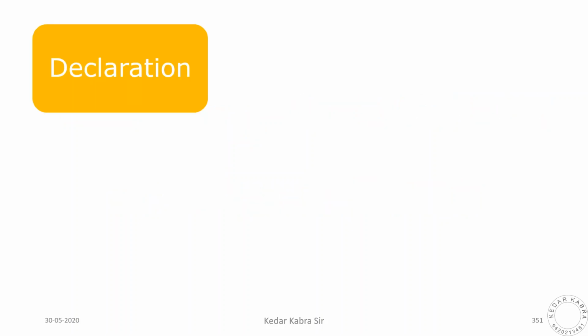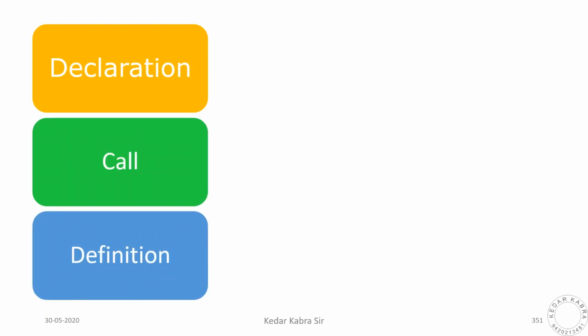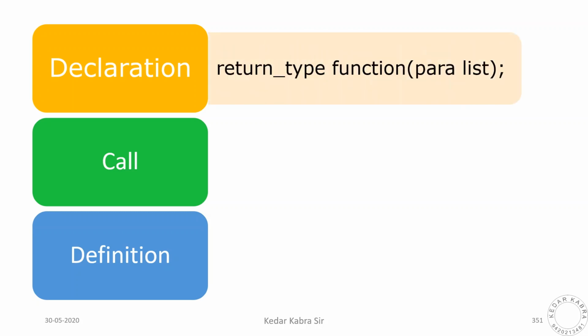There are three components of a function: function declaration, function call, and the body of the function, which is also called the definition. The syntax of declaration is return type, function name, parameter list. Here, return type is the data type of the value to be returned by the function. If we do not want to return any value, then the return type is mentioned as void. By default, the return type of any function in C is integer. That means if we do not specify any type, then the default return type is integer.